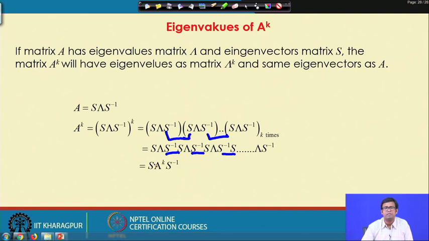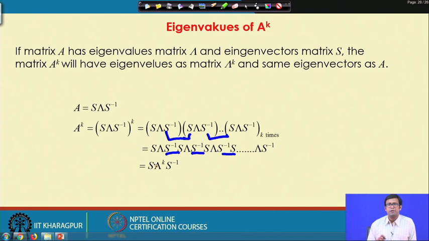Now, this can be a quick exercise: lambda is a diagonal matrix, so what will be lambda to the power k? This can be very easily checked. So, A to the power k can be very easily expressed as S lambda to the power k S inverse, and the point to be noted is that lambda to the power k is also a diagonal matrix.